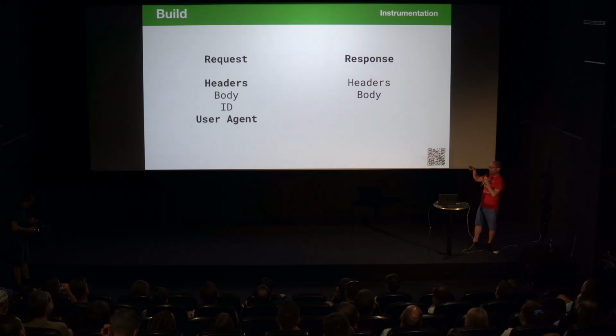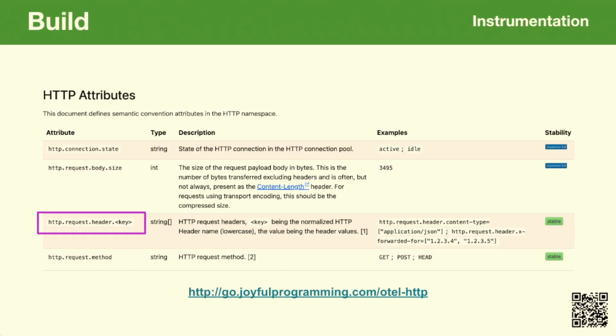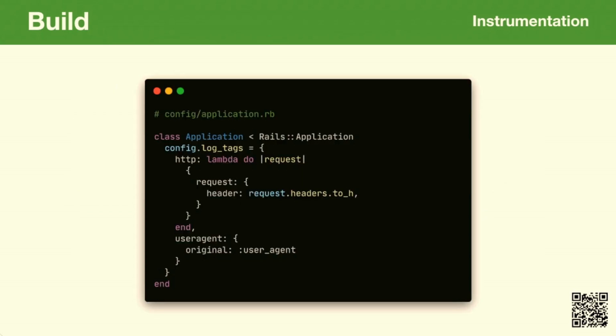And let's just talk about headers and user agent, and then I'll leave it as work for the listener to figure out the rest. So here's the name for http.request.header.key. That's the standard OTel name for that. Standard OTel name for user agent. And now we can add something to our application.rb that adds those to every single HTTP request.